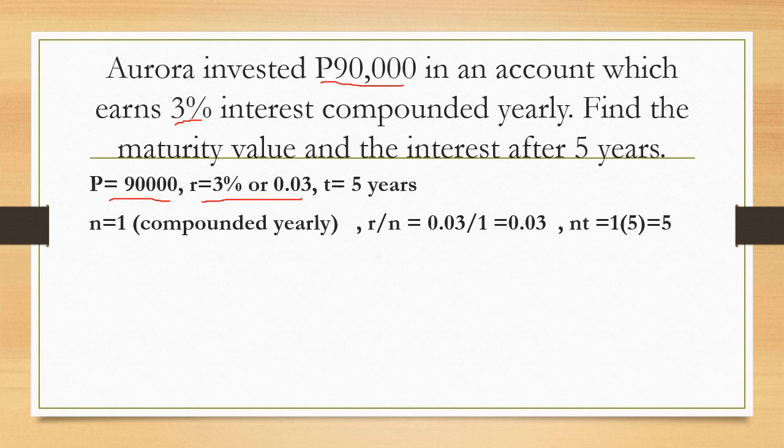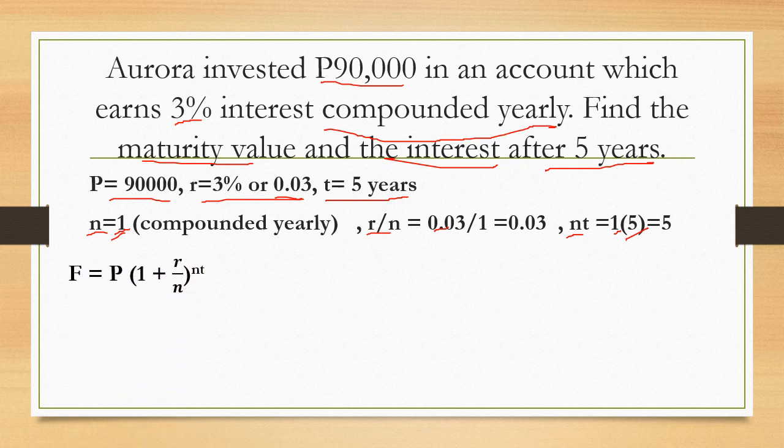Then find the maturity value. So we're looking for F and we're looking for I. We're given 5 years for our term or time. Now, for our N, since the interest is compounded yearly, the frequency of conversion is 1. For our R divided by N, we will have 0.03 divided by 1, so 0.03 also. For our NT, N times T, our N is 1 times T is 5. So 1 times 5 will also give us 5.